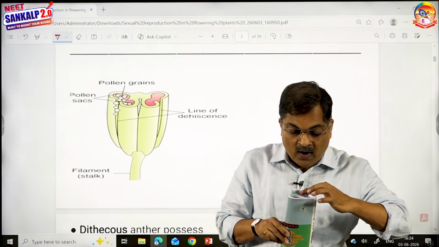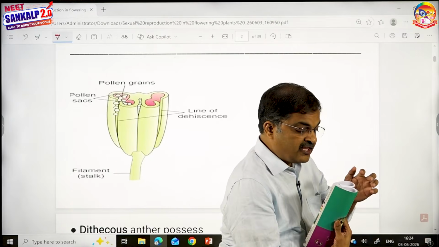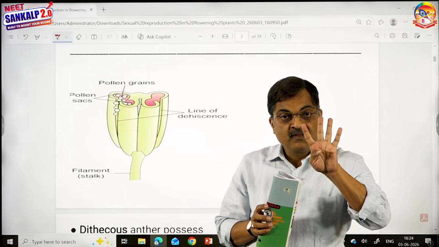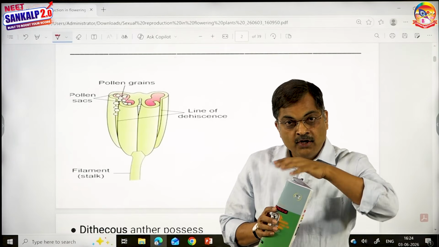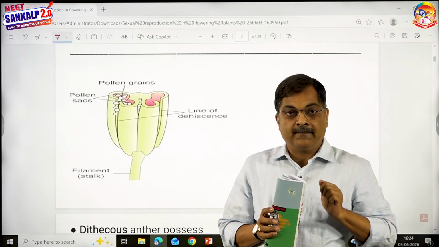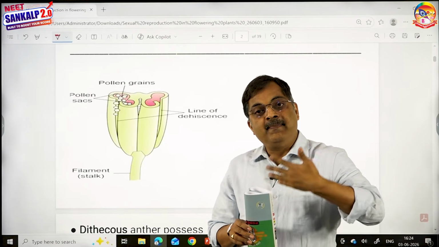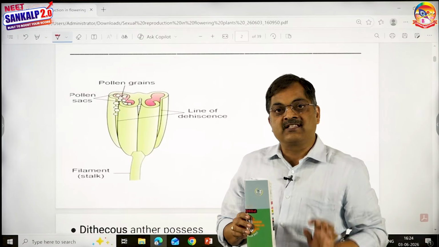In each lobe, 1, 2. On this lobe, 1, 2. So in total, there are 4 theca. Theca means chambers, 4 theca. 2 anther lobes and 4 theca. This theca later becomes microsporangia. Later they become pollen sacs once the pollen grains are produced.